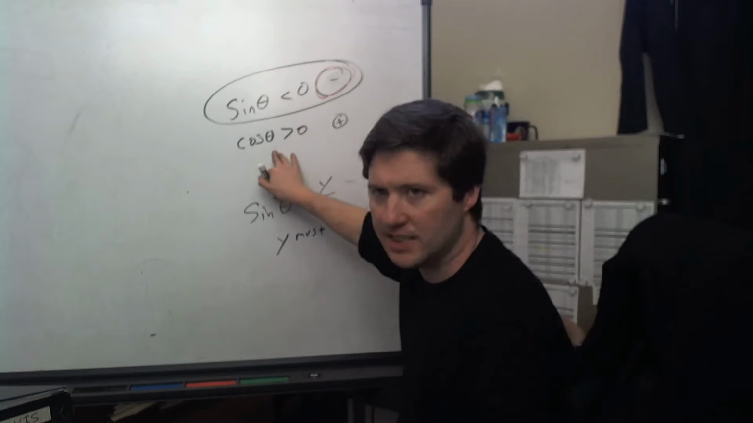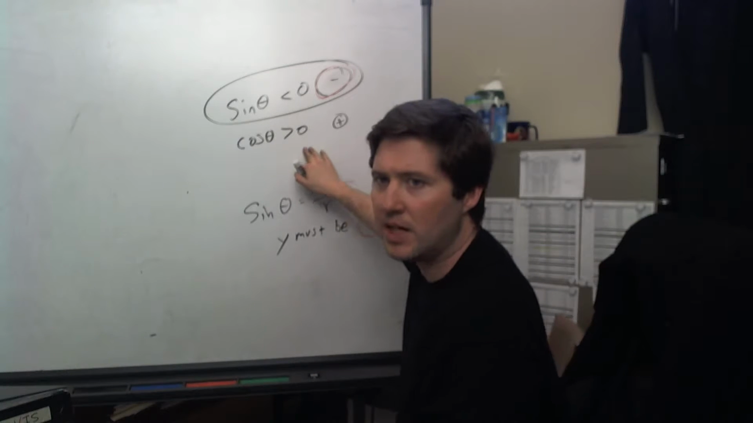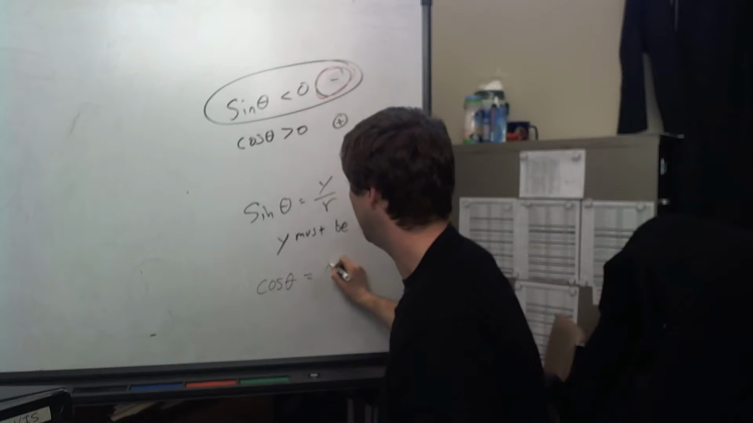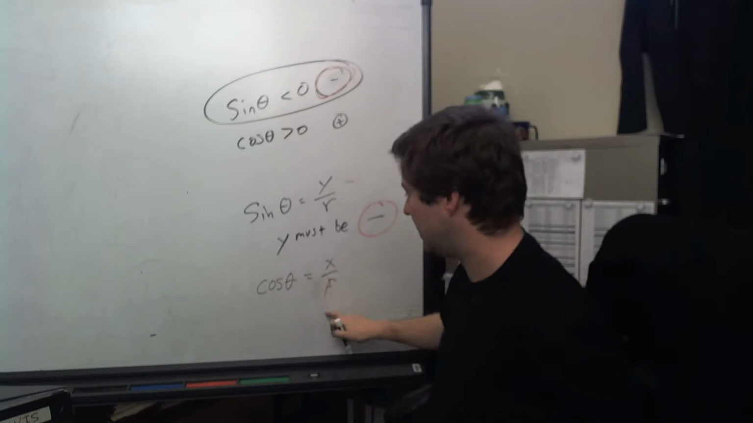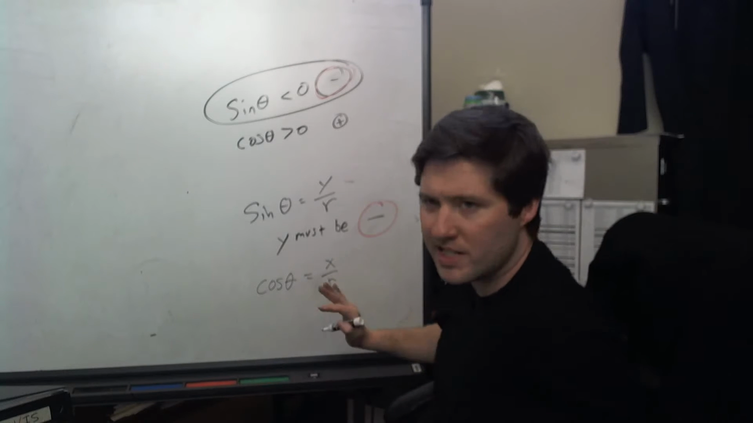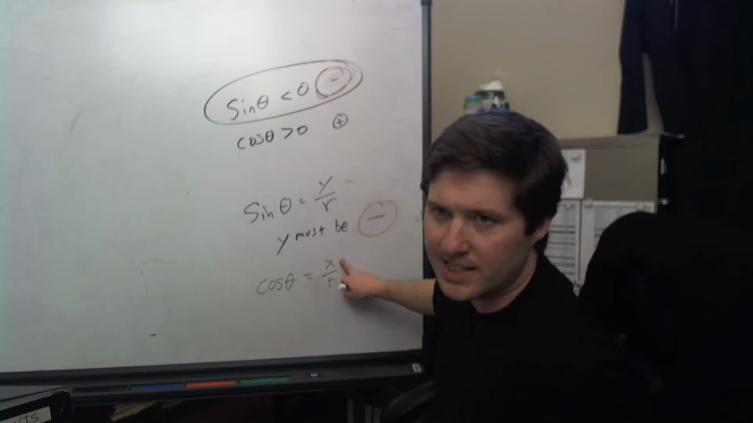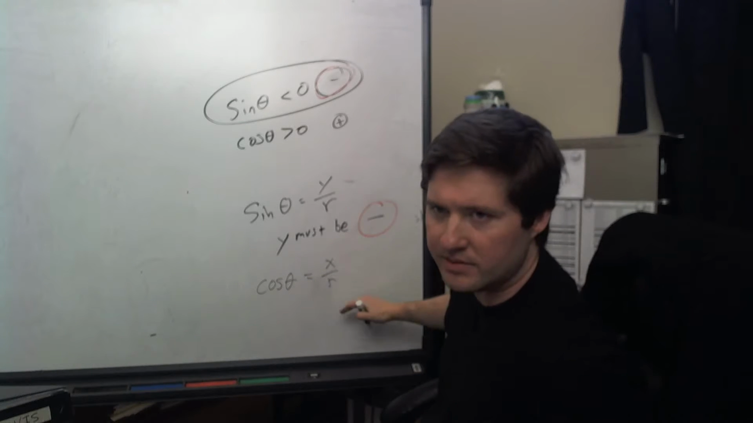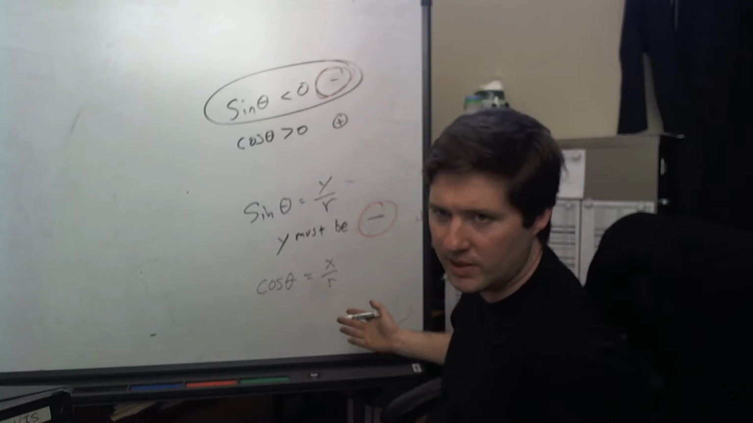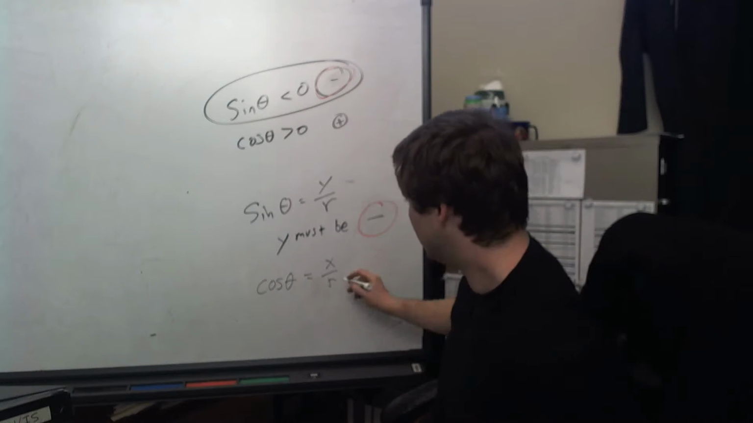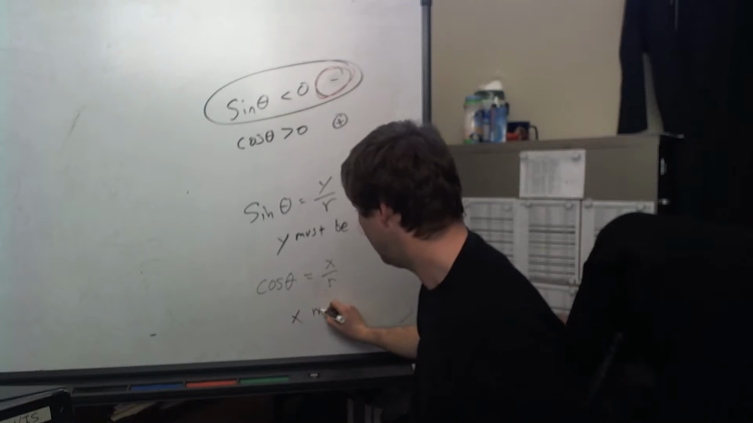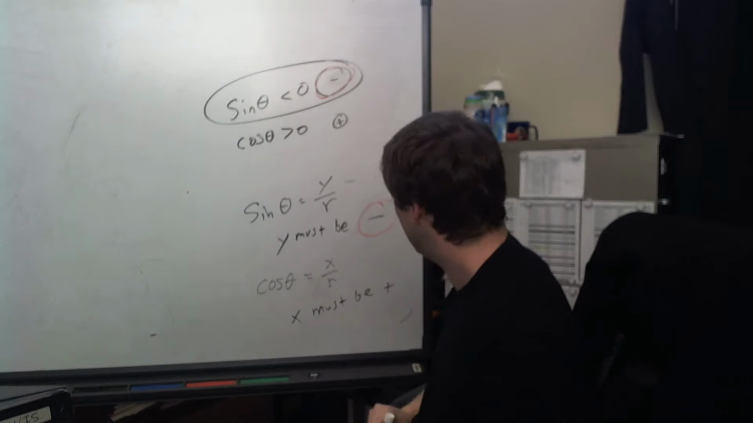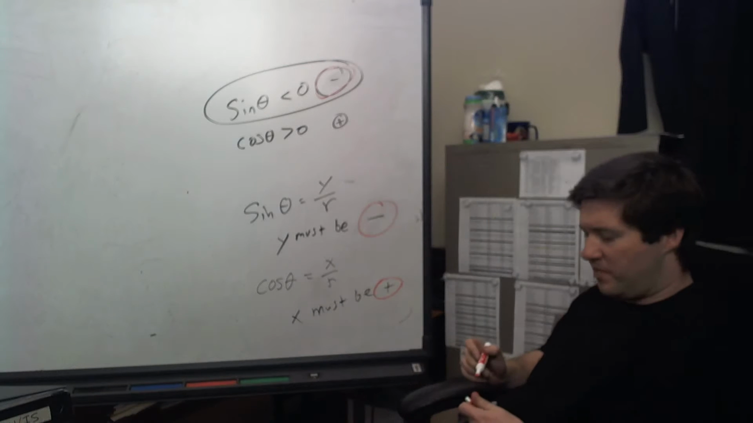Okay. Cosine, that tells us something else. Cosine being positive, well, cosine is x over r. The only way I can get a positive out of that, again, the r is just irrelevant here. The only thing we're interested in is this x. Since cosine is positive, that means both of these had to have been positive, right? Positive divided by positive would give me that positive. So x must be positive.